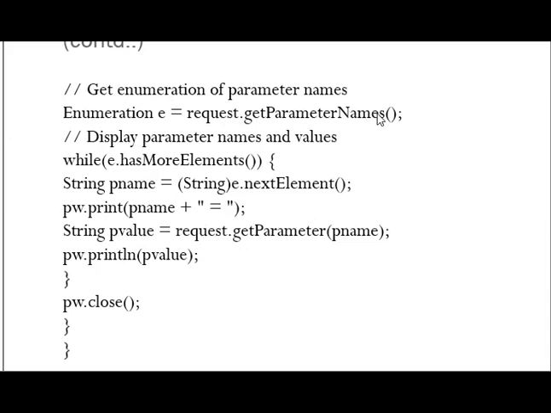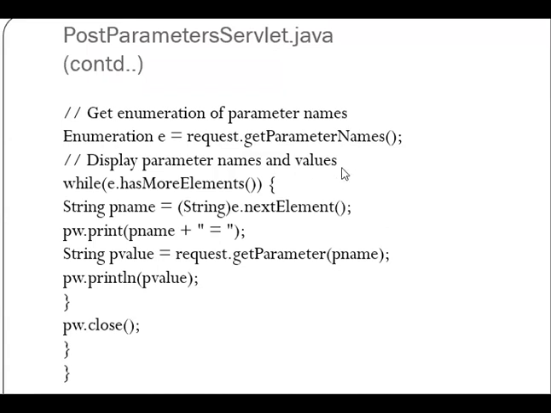In the form there are only two parameters. One is the employee, another one is the phone number. The name of the employee text box is E and the phone number text box is P. That will be returned in the enumeration. This enumeration contains two elements, E and P. While E has more elements, we'll iterate over this enumeration.